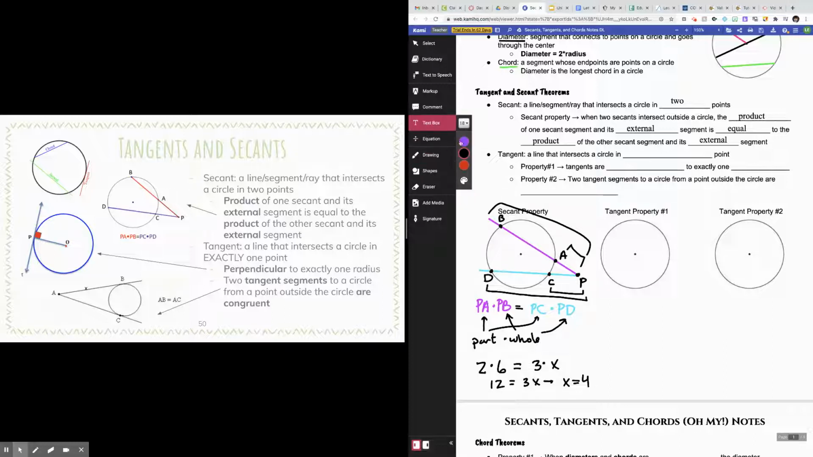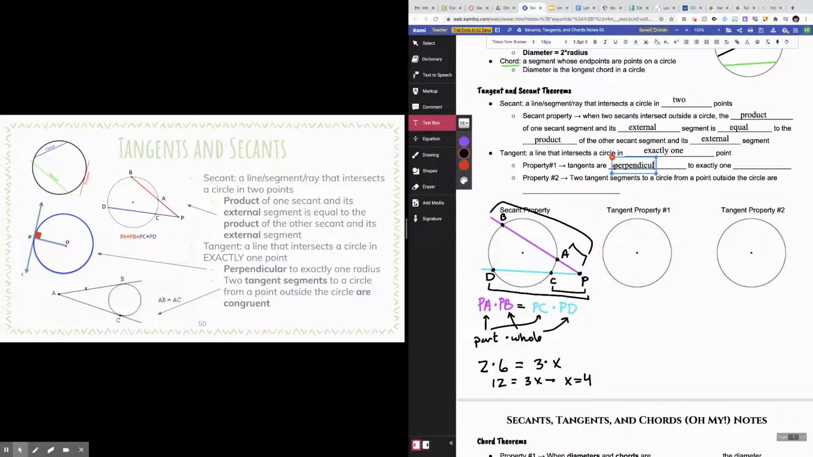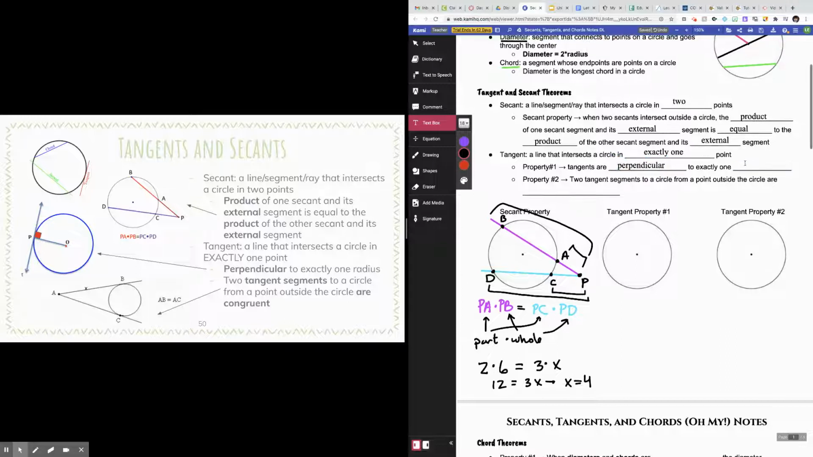Tangents are extra special, and they have 2 properties that we need to remember. So just as a refresh for you, a tangent is a line that intersects a circle in exactly 1 point, okay? So first property of tangents is that tangents are perpendicular to exactly 1 radius. Okay, and I'll show you what I mean.